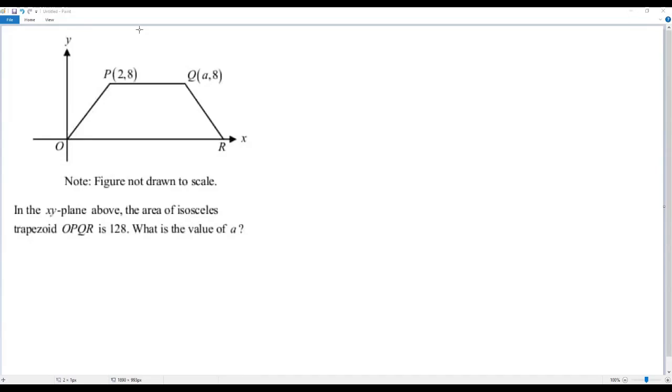Here we have a SAT math problem. Okay, let's go to the question. In the xy plane above, the area of isosceles trapezoid OPQR is 128. What is the value of A?